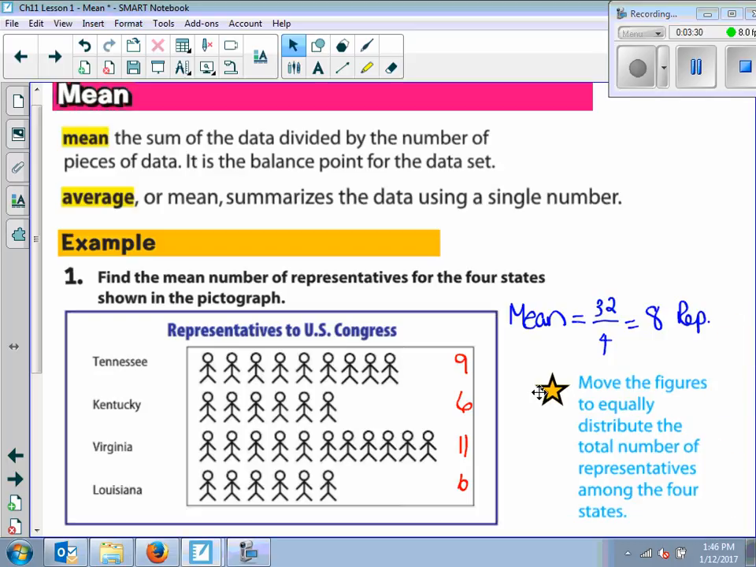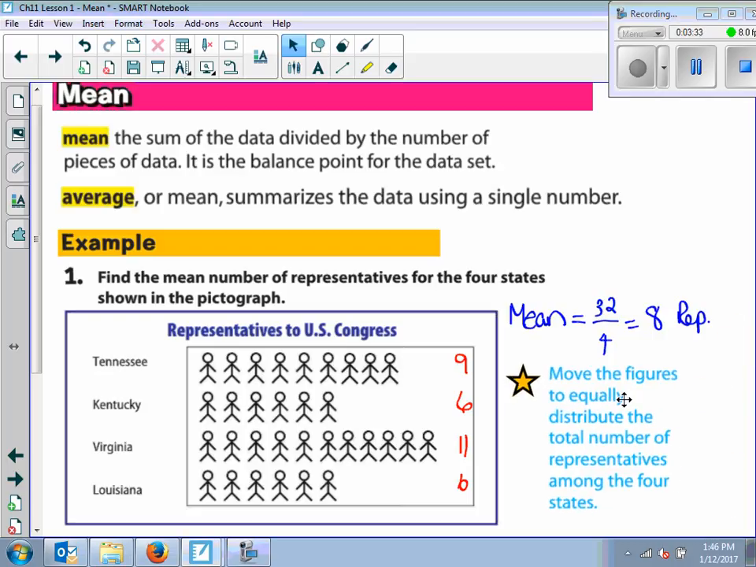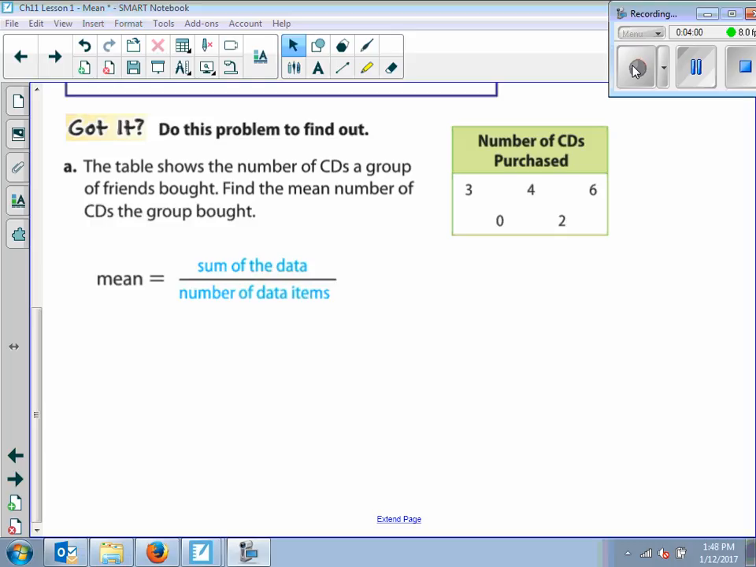Now, here's a little note. It says, move the figures equally to distribute the total number of representatives among the 4 states. So, for the pictograph, we're going to move the data. And when we move the data, you will see 8, 8, 8, 8. Does everybody see that? So, the average number is 8 representatives, and that's what it looks like.